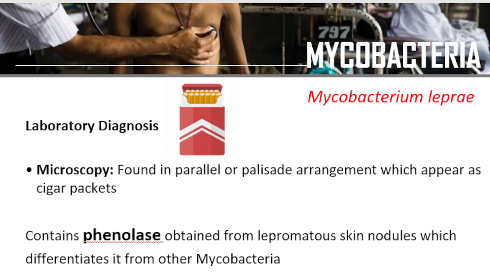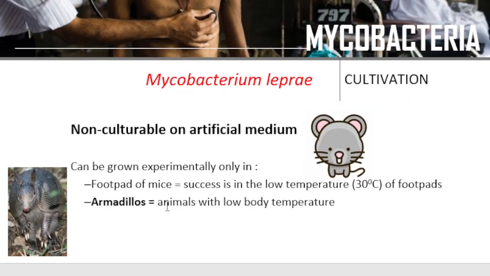Okay, now how do we diagnose Mycobacterium leprae? These are found in a parallel or palisade arrangement, which appears as cigar packets. When you see cigar packets, it's your Mycobacterium leprae. Again, cigar packets, these are your Mycobacterium leprae. Palisade in groups, but parallel, described as cigar packets. They contain phenolase, obtained from lepromatous skin nodules, which differentiates it from other Mycobacteria species.